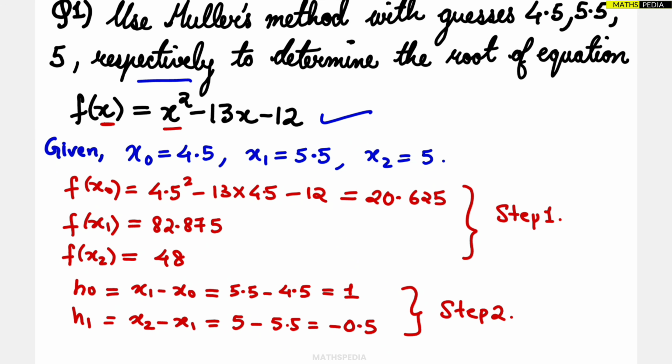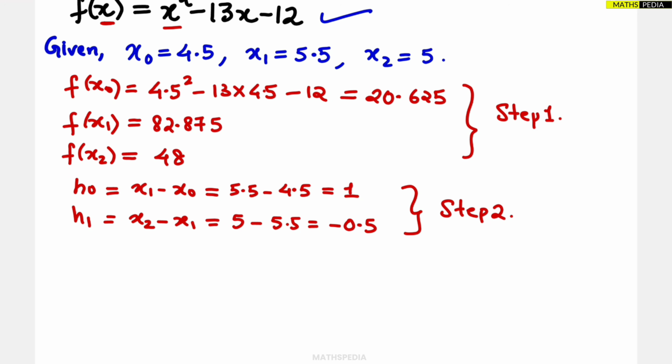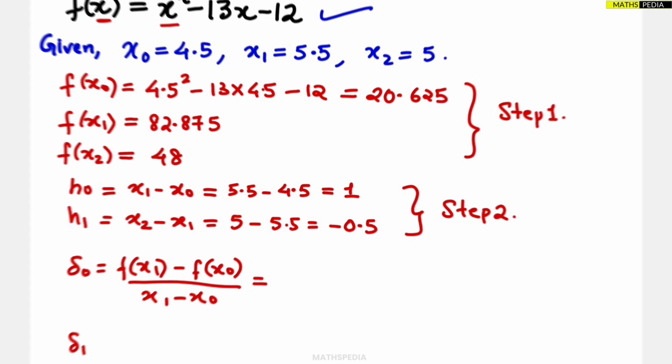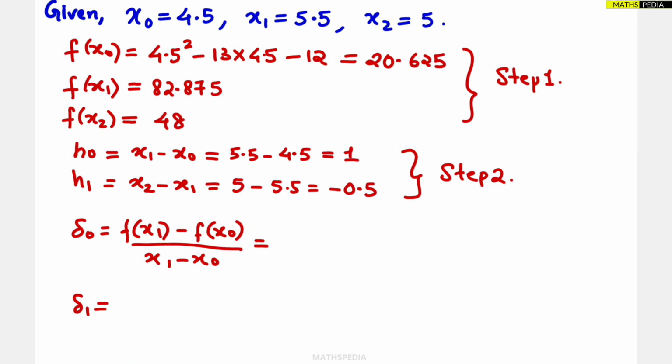Let us go for step 3. In step 3 you have to find out delta naught and delta 1. Two things you have to find. So what is the delta naught formula? Very simple formula: f of x1 minus f of x0 divided by x1 minus x0. Now what is the delta 1 formula? f of x2 minus f of x1 whole divided by x2 minus x1. Very simple formulas here, x1 minus x0, x2 minus x1.